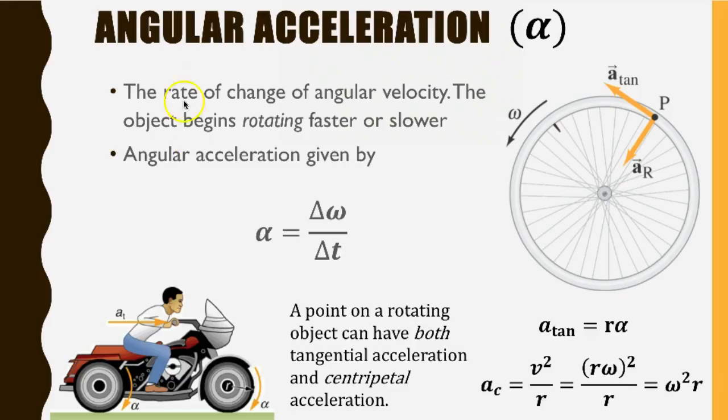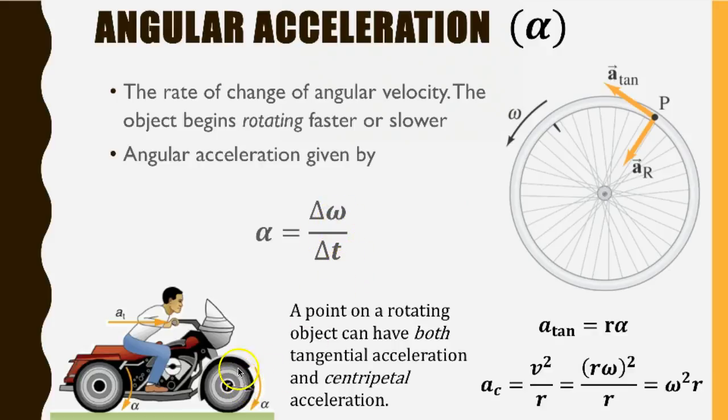All right, and then our last thing that we're going to talk about is angular acceleration. Angular acceleration is super important in this chapter, similar to how translational acceleration was very important in the first half of this year. Angular acceleration describes the rate of change of angular velocity, so how quickly the rotational velocity is changing. Is the rotation getting faster, or is the rotation getting slower? It's given by the change in omega over the change in time.